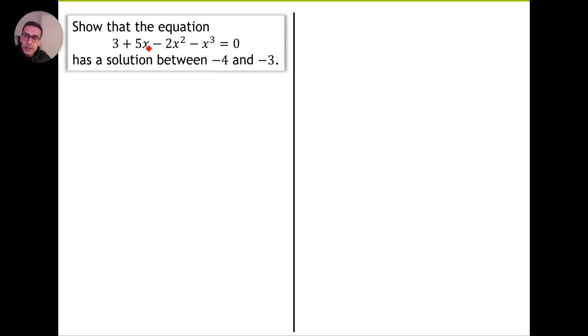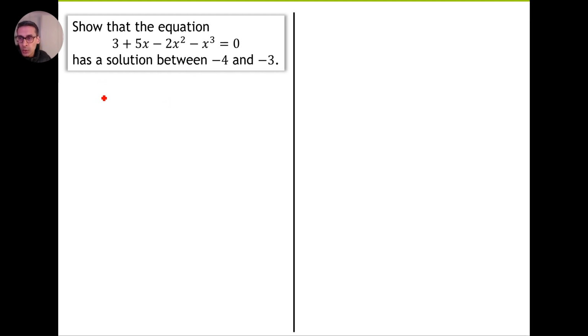So our first example, show that the equation given has a solution between -4 and -3. In order to do that, we're going to put -4 into the equation, work out what value we get as an output, then we're going to put -3 in, work out what value we get. Hopefully one of them will be positive, another one will be negative, and then we can say there's a solution in between these two values because of the sign change.